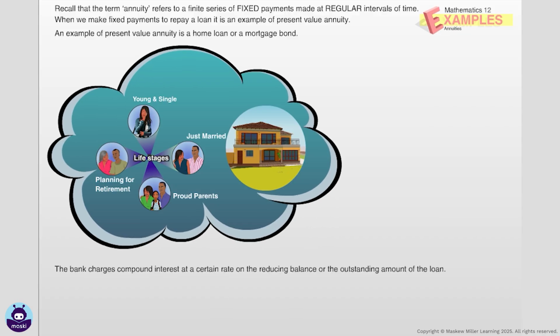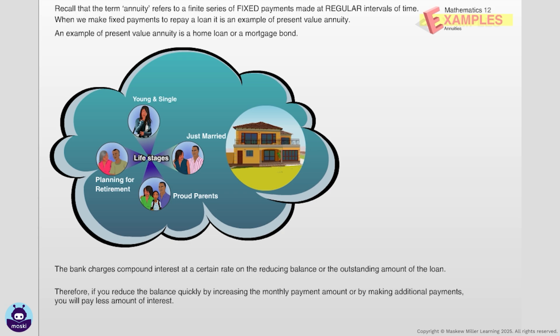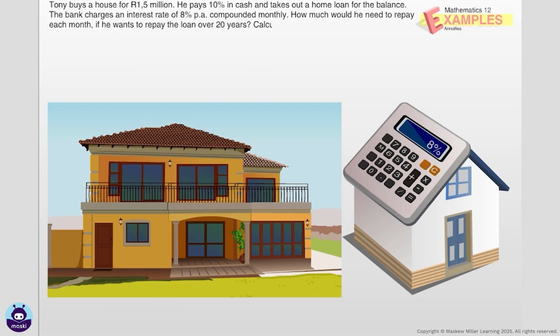The bank charges compound interest at a certain rate on the reducing balance, or the outstanding amount of the loan. Therefore, if you reduce the balance quickly by increasing the monthly payment amount or by making additional payments, you will pay less amount of interest. Let us explore this concept using an example.